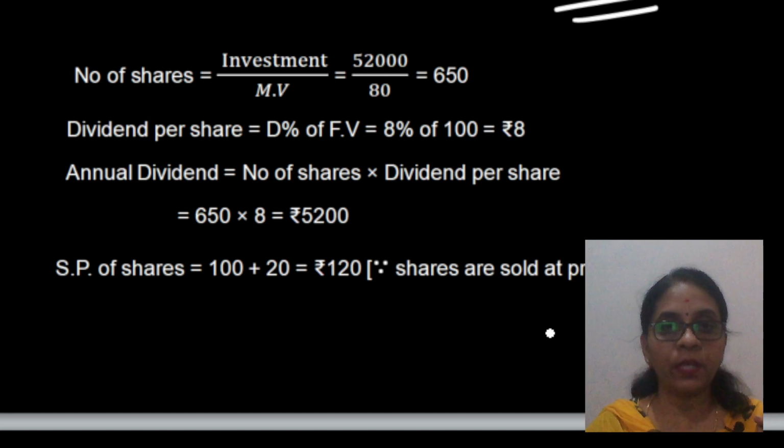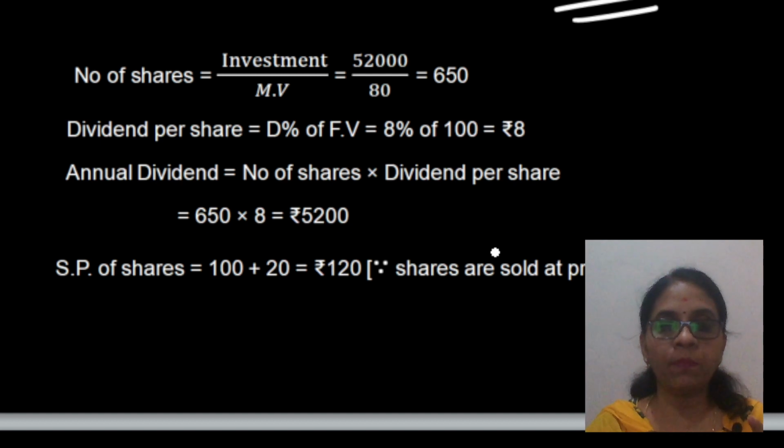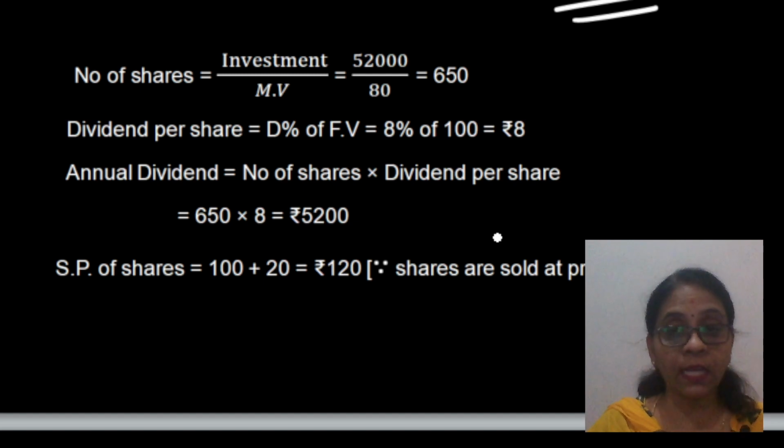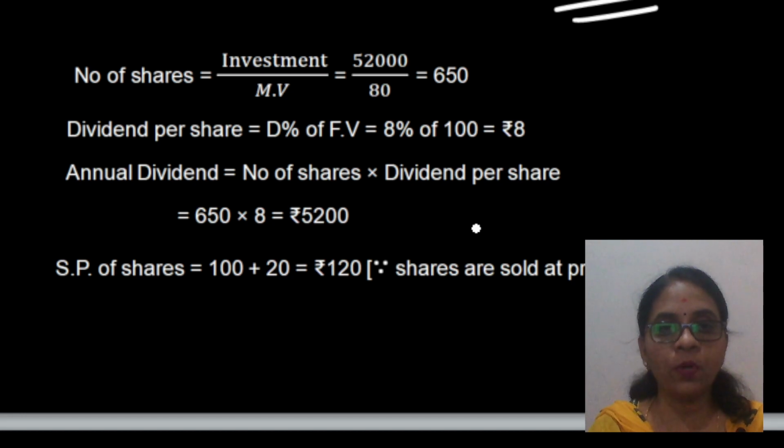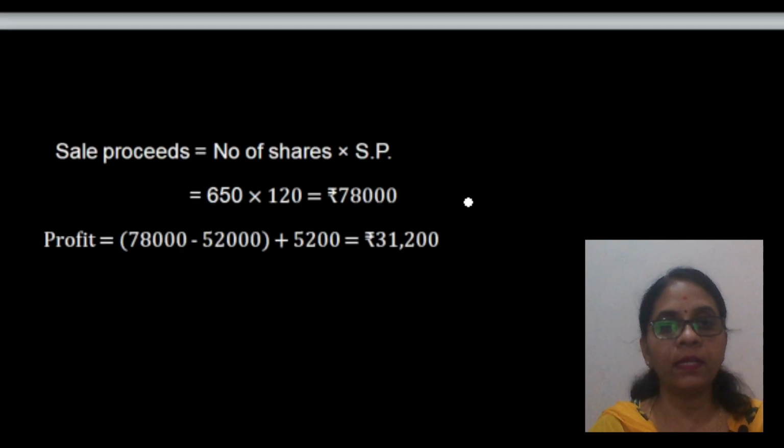So I am showing you the answer. So the profit earned is 78,000 minus 52,000 plus 5,200, which is 31,200. So see the complete solution. Number of shares in the first company. In this case the second company's details are not given. It is ending only with how much profit he has made. So number of shares is 650, dividend per share is 8 rupees, annual dividend or annual income 5,200, selling price is 120, and then the profit that he is making at the end of this transaction.